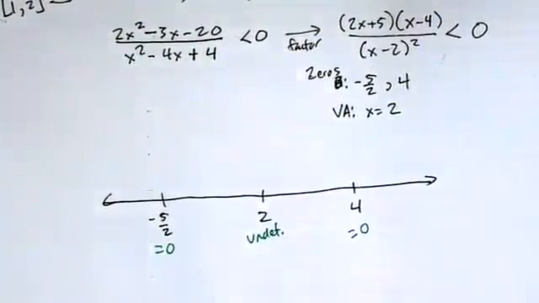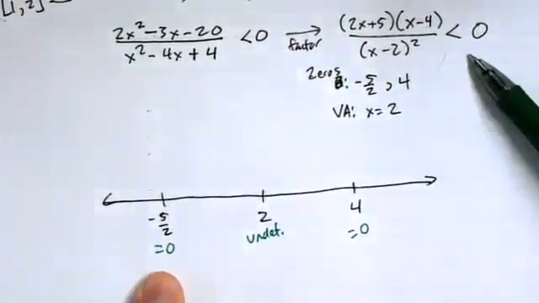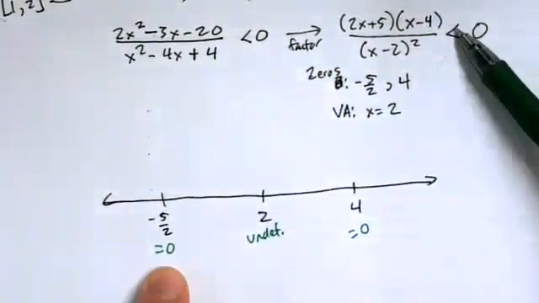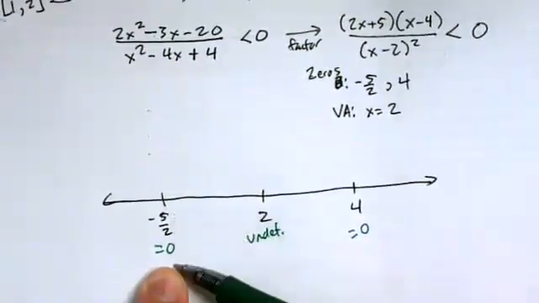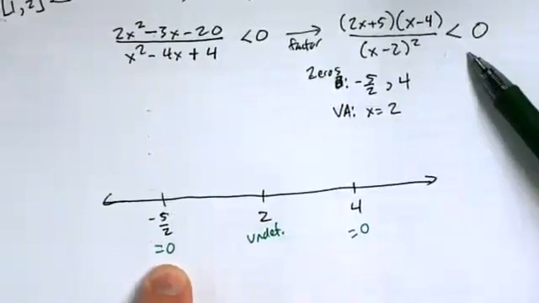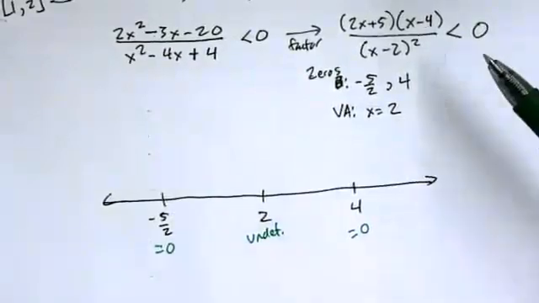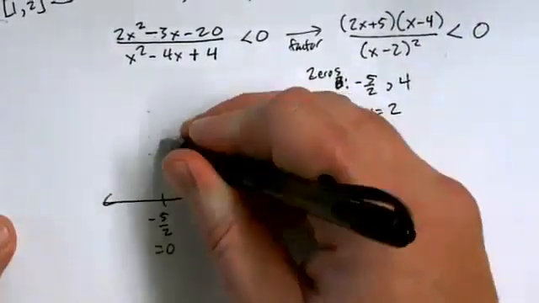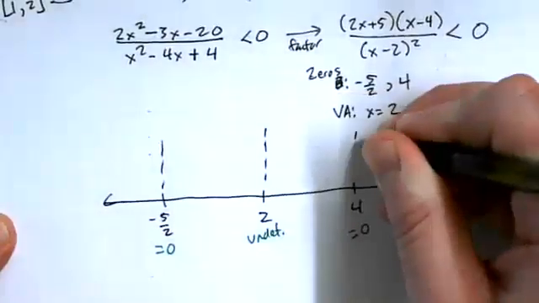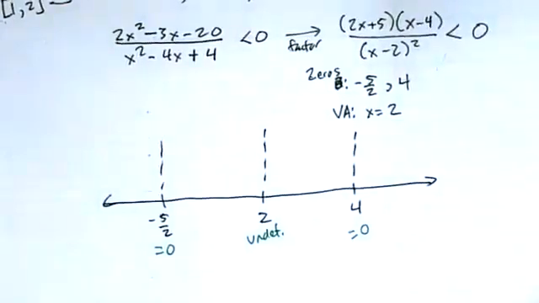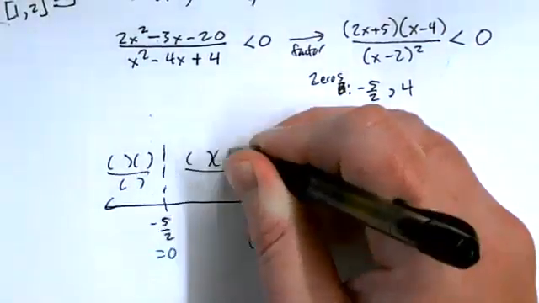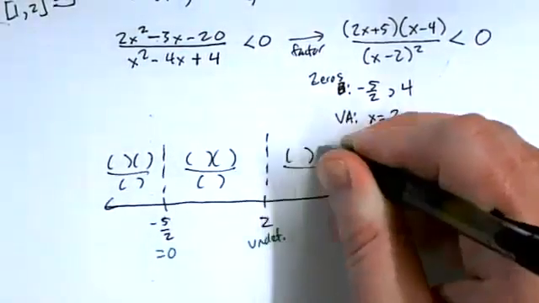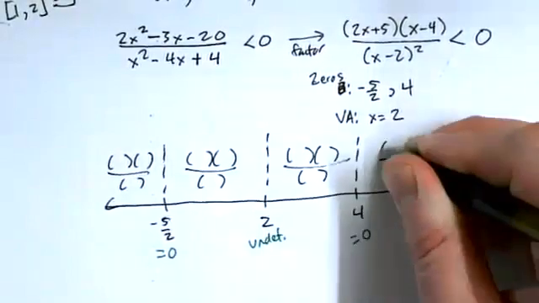Really quickly, is -5/2 going to be part of our solution? No, why not? We're looking for values that are less than 0. -5/2 makes it equal to 0, but that's not less than 0. Okay, so we'll keep that in mind. So let's make our regions here. We'll do the old tried and true method for this first one. Looks like we got 3 factors. So we'll get it set up and then we'll come back and put our pluses and minuses in.